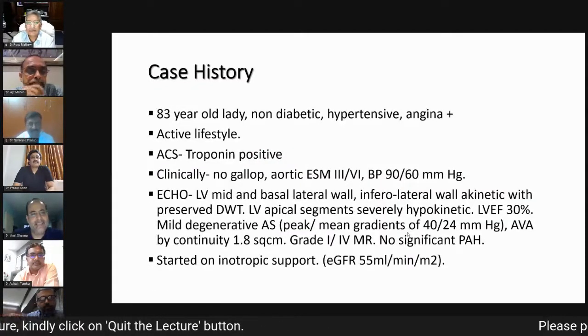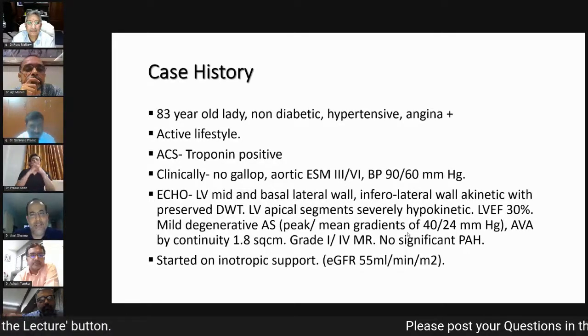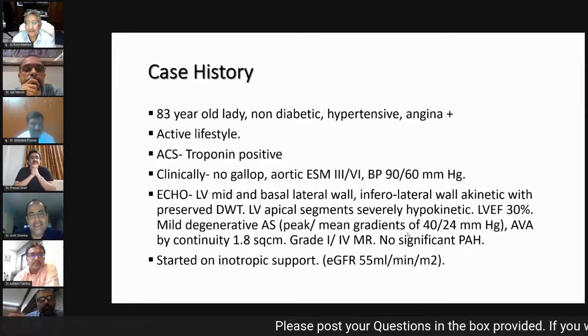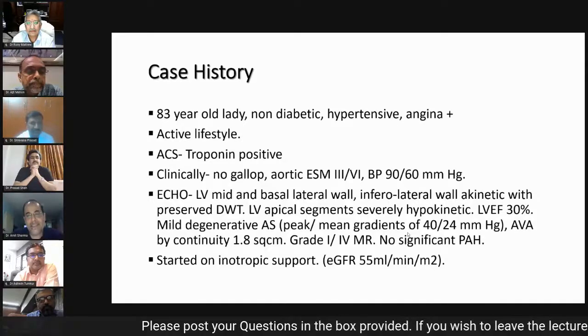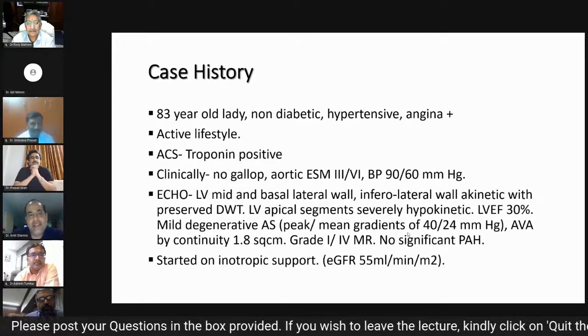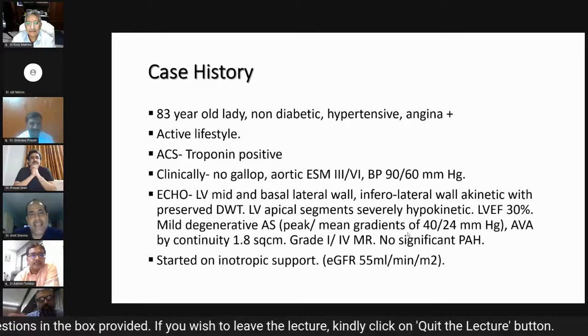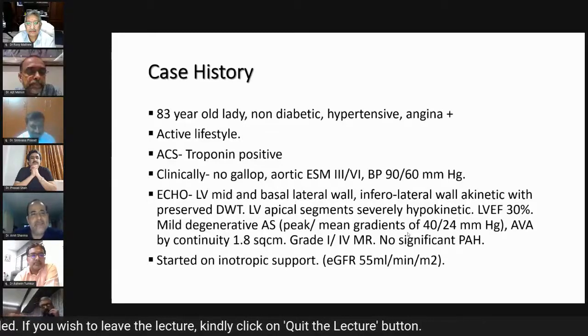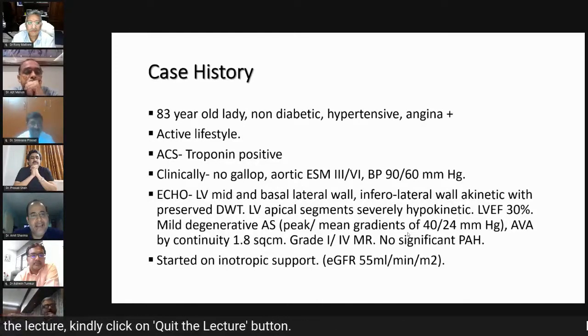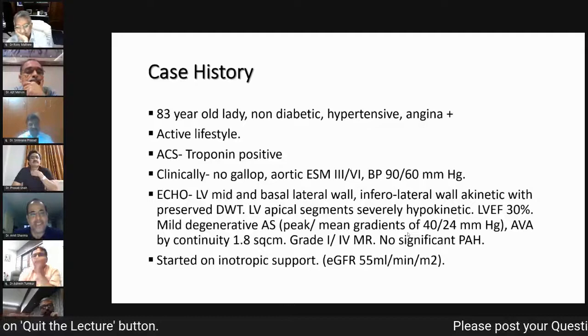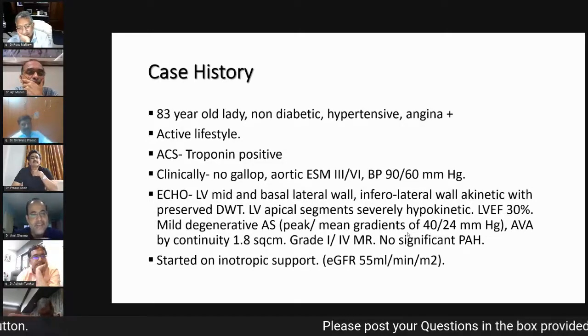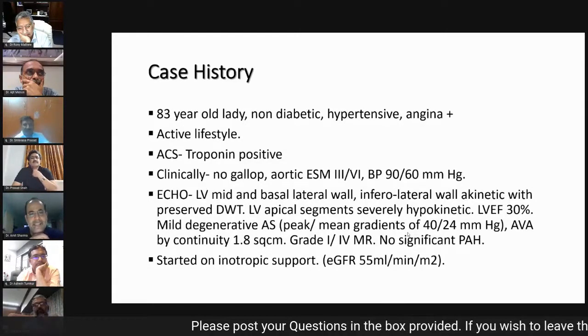So, this was a lady who came in a year back. An 83-year-old lady, non-diabetic, hypertensive. She came with classical unstable angina, chest pain at rest, and she was otherwise a very active lady, pretty active for her age. We ran a troponin, which was positive. I'll show the ECG, of course.